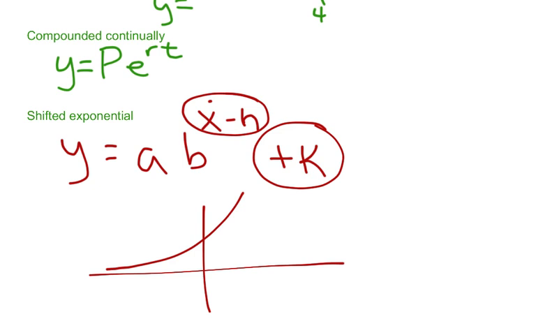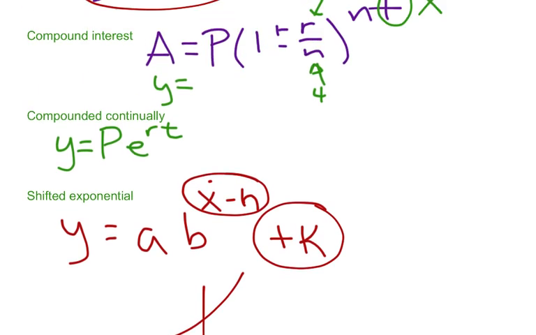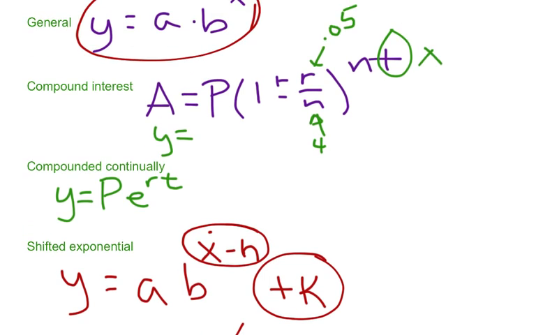So that's one that I'm not going to plan on doing. It may happen, depending upon the year, but it depends on how many snow days each year. So that's that. All right. So these are the 4 different forms. We have the general one, the compound interest one, compounded continually, and the shifted exponential.